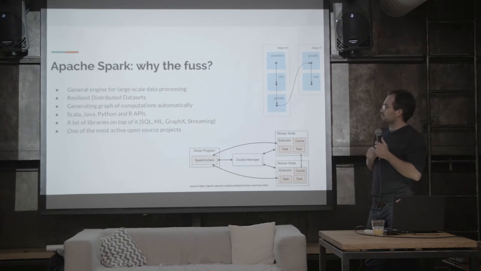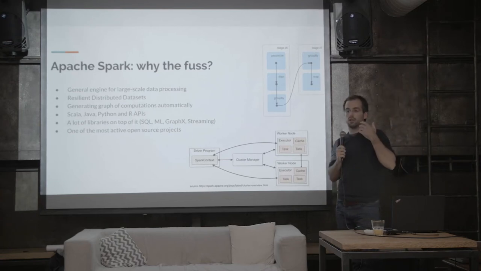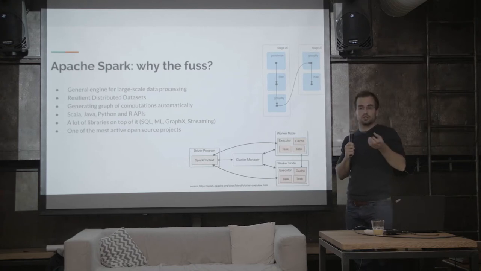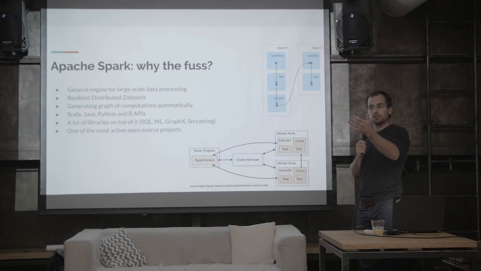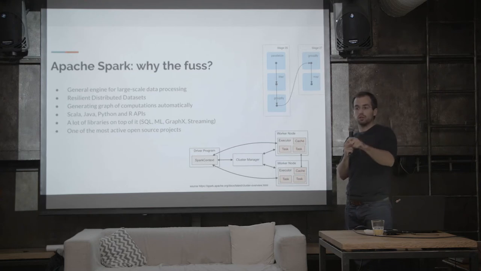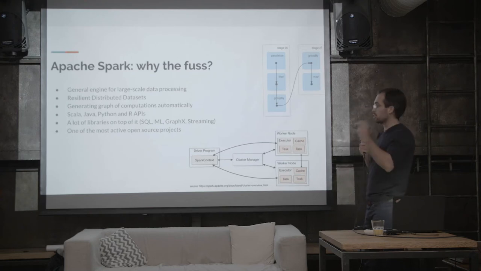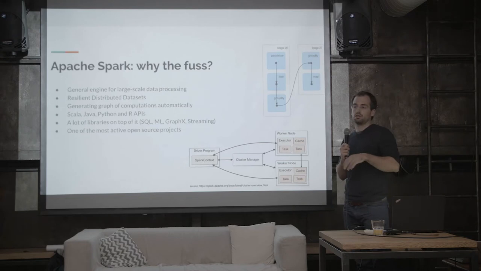Another important thing with RDDs is that they are resilient, which means that if, for example, one node in our cluster dies, then, because we have this lineage and all the data that we started with, we can recompute the failed parts automatically. Spark does it by itself.